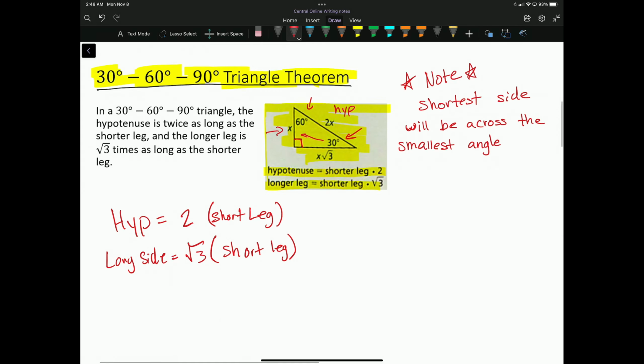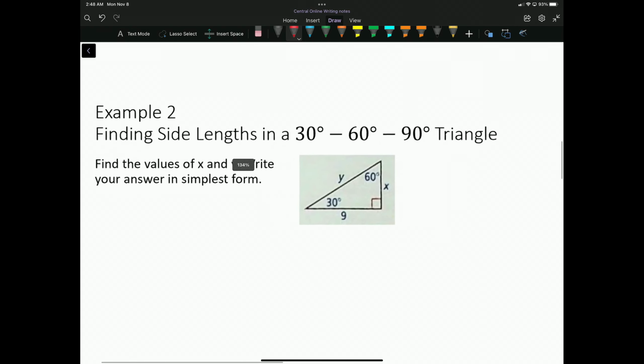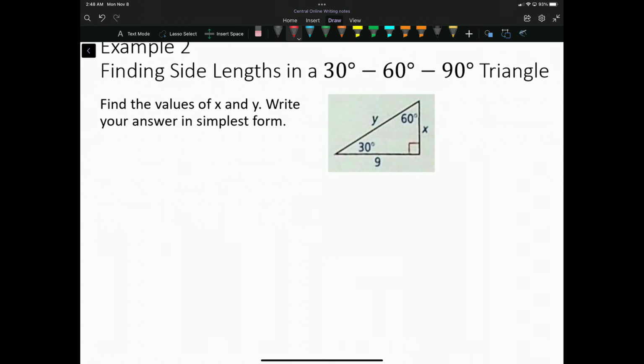All right, so let's jump into our first example. We're finding the side lengths using a 30, 60, 90 degree triangle. So we're going to find the values of x and y. We're looking for x equals, and we're going to have y equals. We're going to write our answers in simplest form. We're told the long side, remember, this is going to be my long leg, because that is opposite my 60 degree angle. So this is going to be my short leg. And here's my hypotenuse. Hypotenuse is across the 90 degree angle.